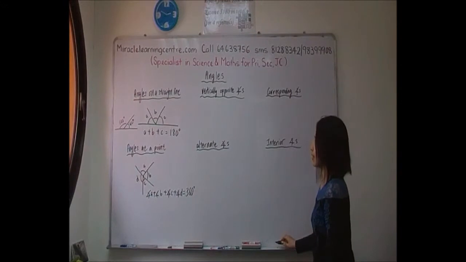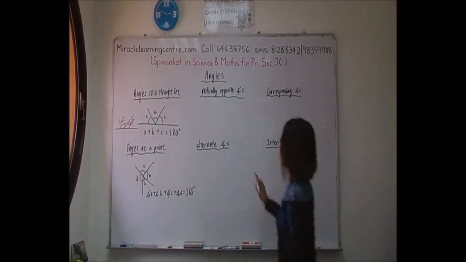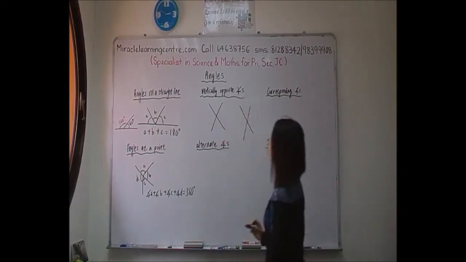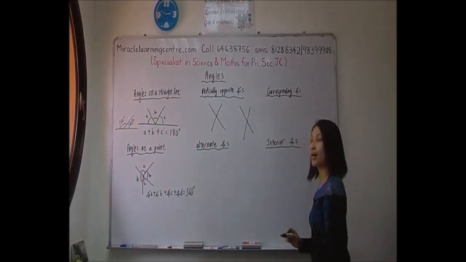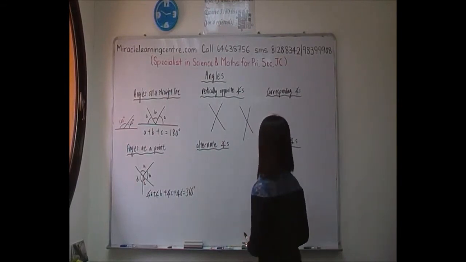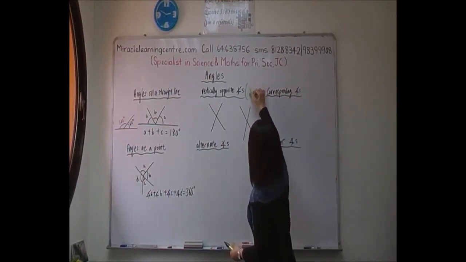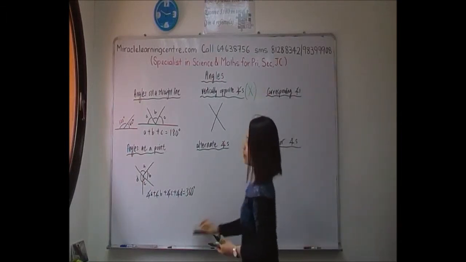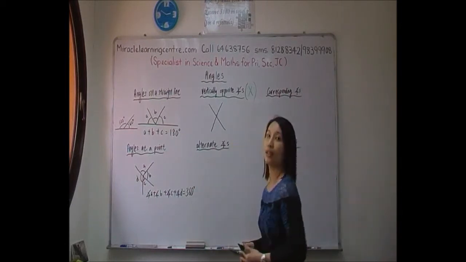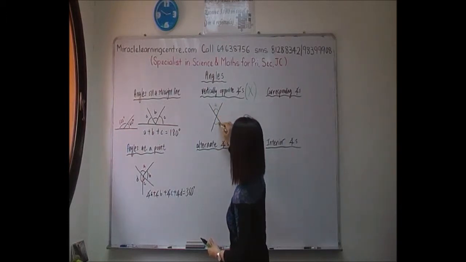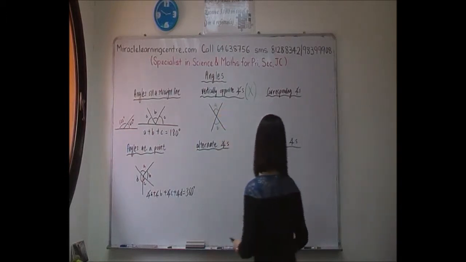What are vertically opposite angles? Vertically opposite angles means two lines that cross. It can either be this way or this way. These are all crosses. You look for the letter X. After you see the letter X, the two angles that are opposite one another are equal. This angle is equal to this angle. The opposite angles are equal.